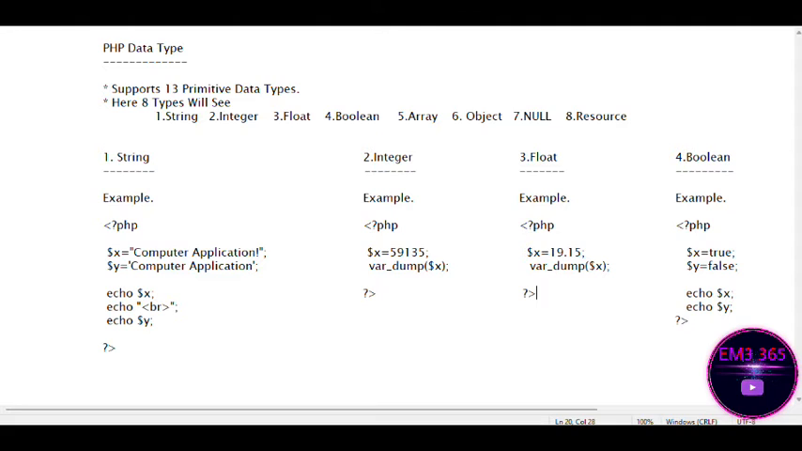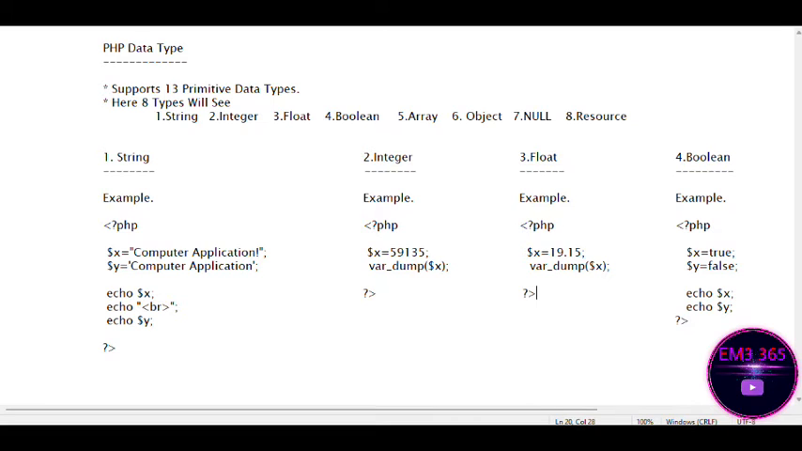And float. Float is another kind of data type which is used to store decimal numbers. Decimal number means fractional number. To store a fractional number, we can use the float data type. See the example. Here is the same opening and closing syntax of PHP, and in this example they have created a variable x and assigned the value 19.15, which is a decimal number. If we store a decimal number, we have to use the float data type, and they have printed the x variable using the var_dump predefined function.